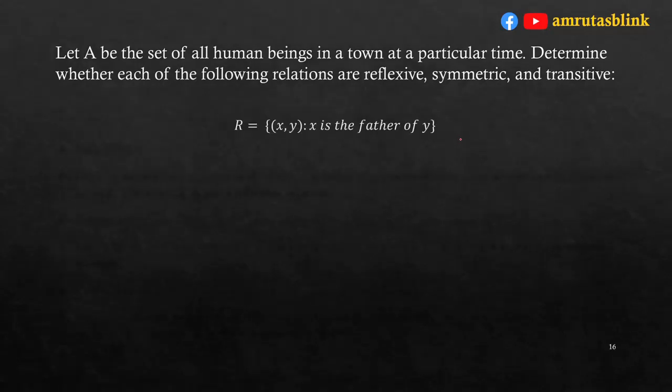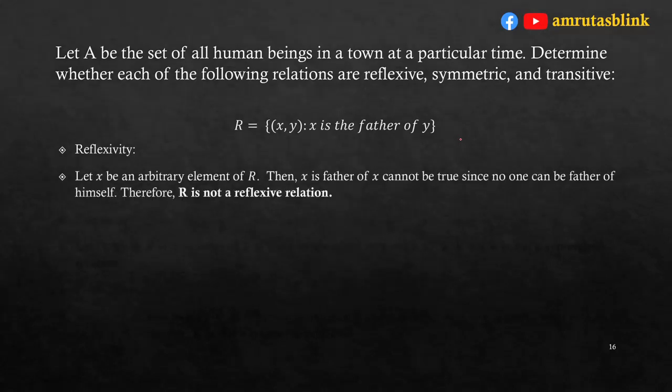We'll check the fourth scenario: (x, y) such that x is a father of y. Now let's suppose x is any arbitrary element of X. Once we say that x is an arbitrary element, it will fulfill the given condition. So is it possible that x is a father of x? No, it is not possible. Hence (x, x) cannot be an element of relation R. Hence it is not a reflexive relation.